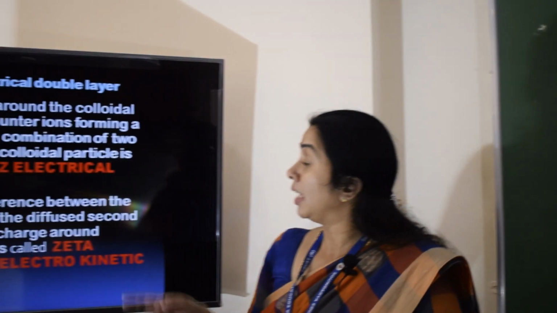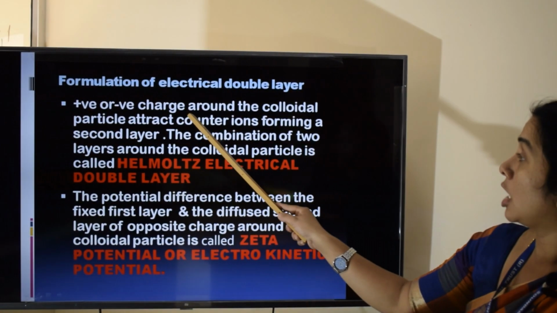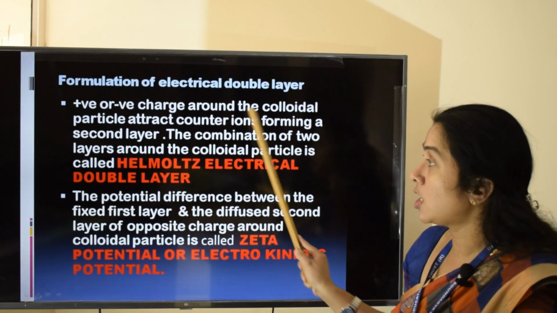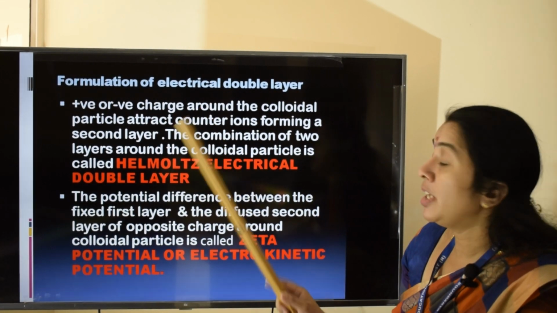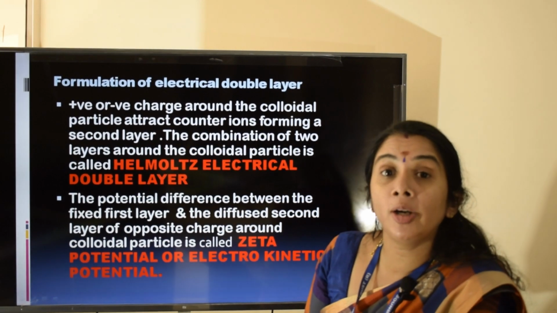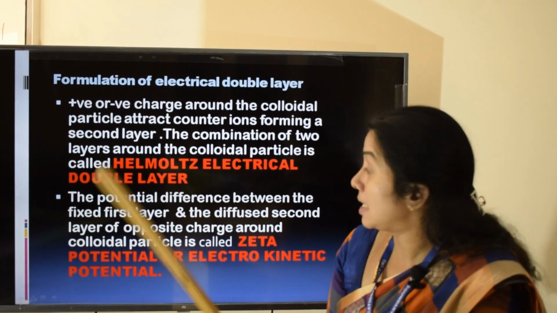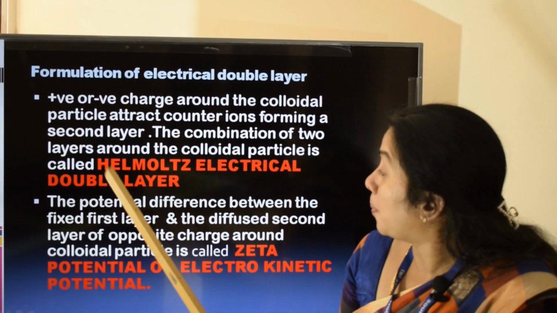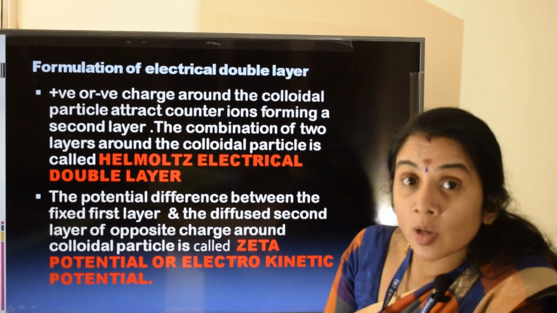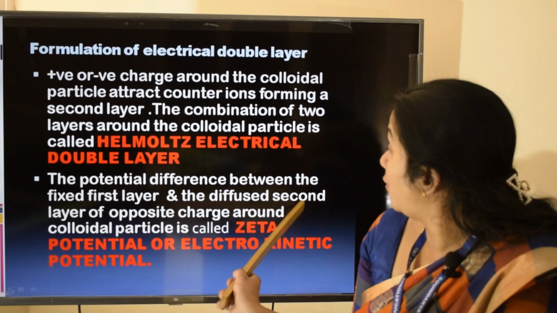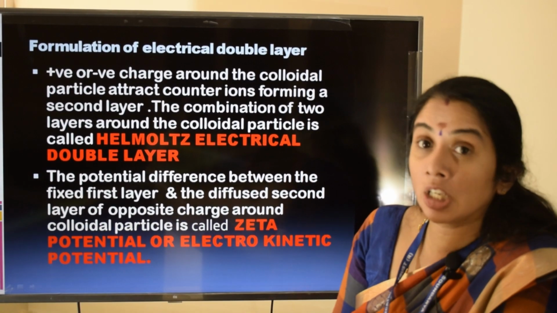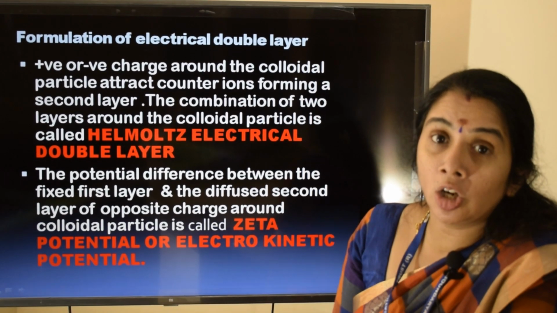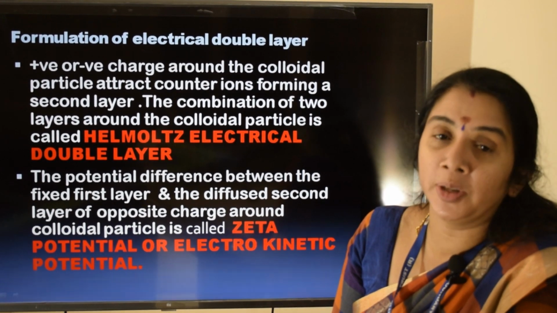So we shall repeat. The negative or positive charge around the colloidal particles will attract the counter ions, forming a second layer. The combination of two layers around the colloidal particles is termed Helmholtz electrical double layer. And the potential difference between the fixed first layer and the diffused second layer of opposite charge around the colloidal particle is termed zeta potential or electrokinetic potential.